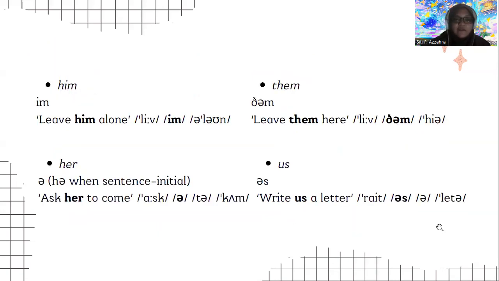Okay, here we have another list. The first one is him, pronounced like im. Example is leave him alone. And we have her, pronounced like er or he when it's sentence initial. Like example, ask her to come. And then we have them, like in leave them here. And us, like write us a letter.